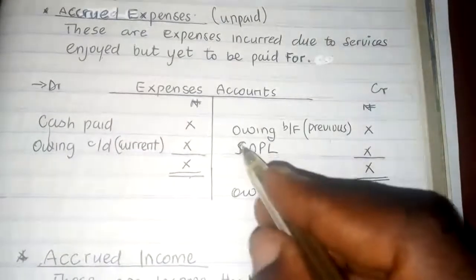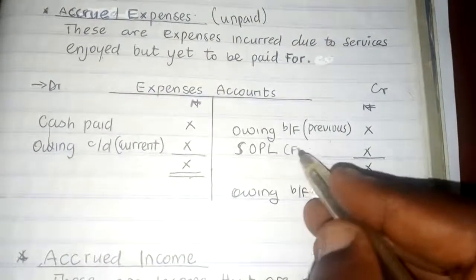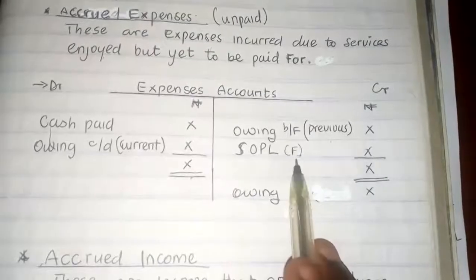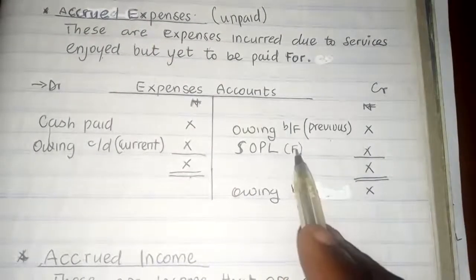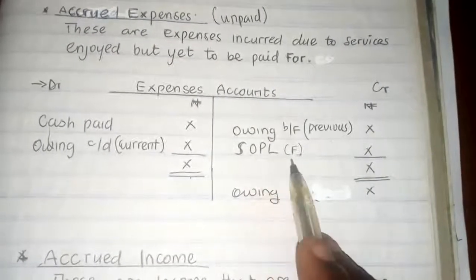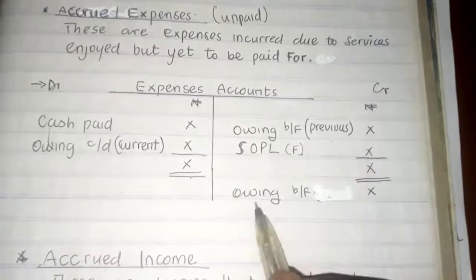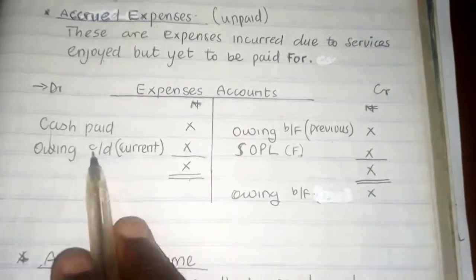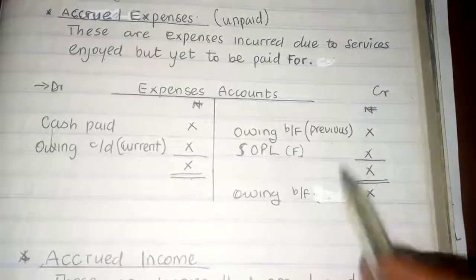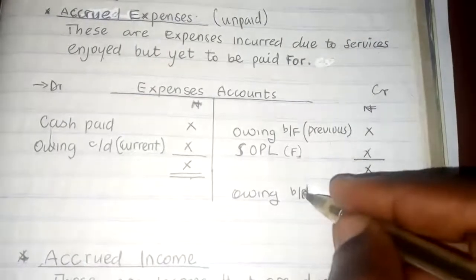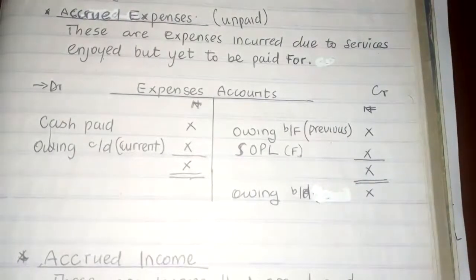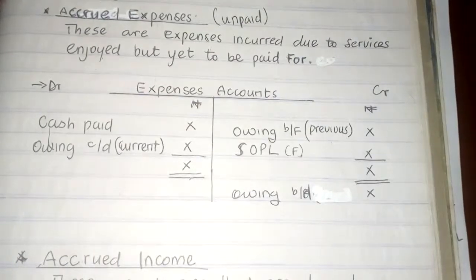Then this, the balancing figure, goes to the statement of profit or loss account. Then this is the owing carried down, brought forward. Or carried down, since we have used carried down here. All right, class. So that's the format.